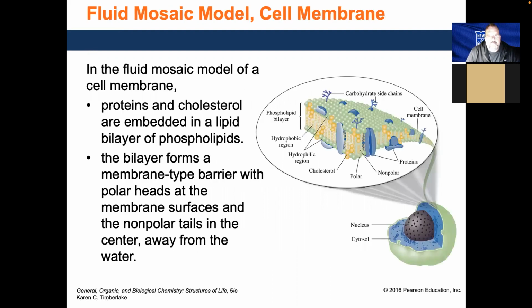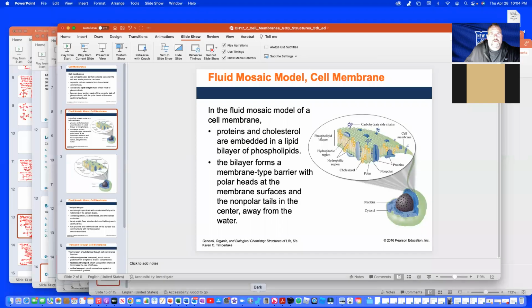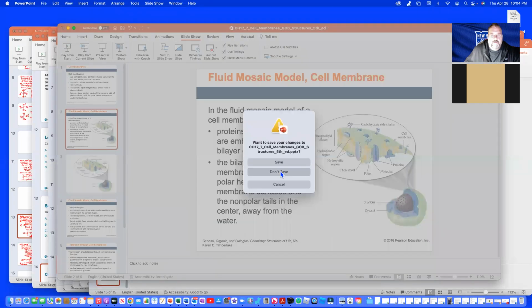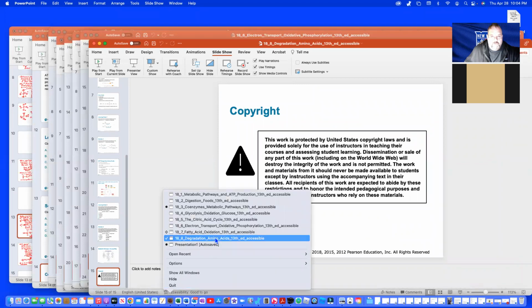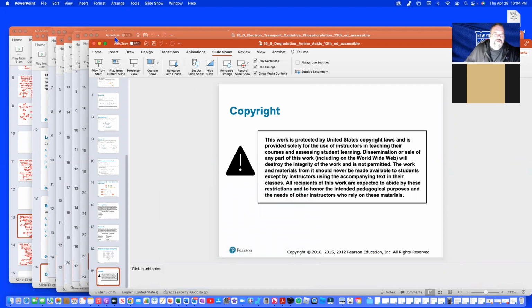In the fluid mosaic model of a cell membrane, proteins and cholesterol, and why do I think? Because it's the wrong chapter. Sorry about that. That might be it. Yep. I think that's it. That was it. Sorry. I just saw chapter 17 on there, and that was at the end of chapter 17.